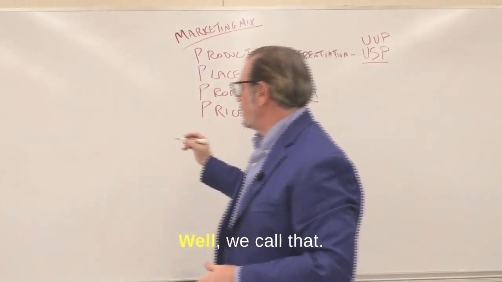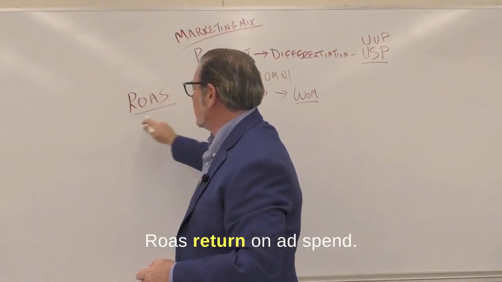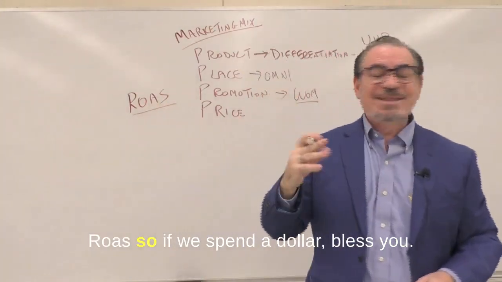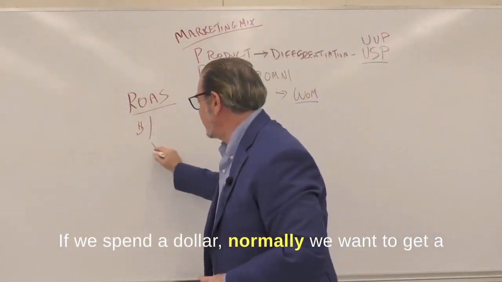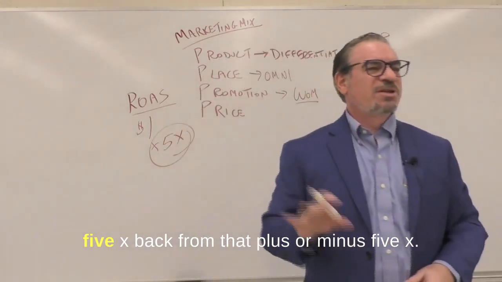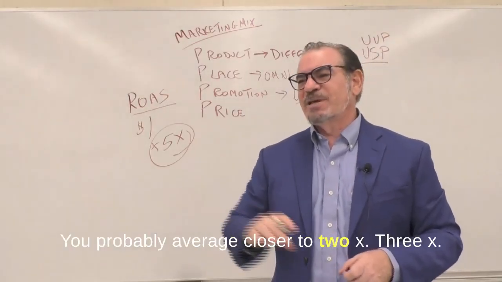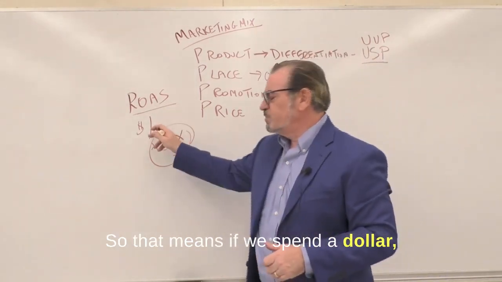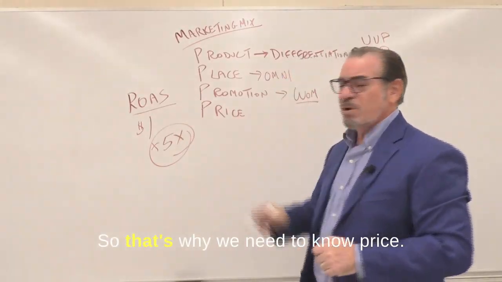Profit. Well, we call that ROAS, return on ad spend. If we spend $1, normally we want to get a 5x back from that, plus or minus. 4 to 5x is a good return on that dollar. You probably average closer to 2x, 3x. You need to be at 3x to be profitable. So that means if we spend $1, we make at least $3 back, right? Minimum. Okay, that's return on ad spend. So that's why we need to know price.